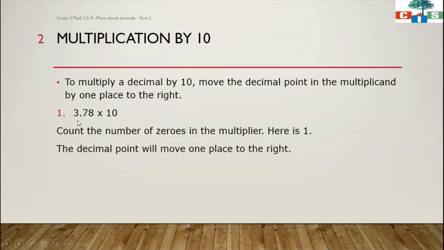3.78 is known as the multiplicand. So we have to move this decimal point one place to its right. What will be our product? What will be our answer? 37.8. When I move this decimal point one place to its right, it will come between 7 and 8. So our answer will be 37.8.